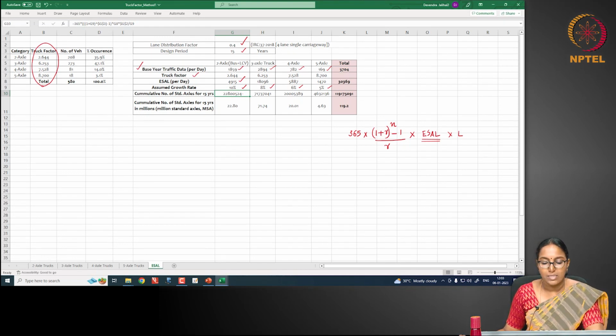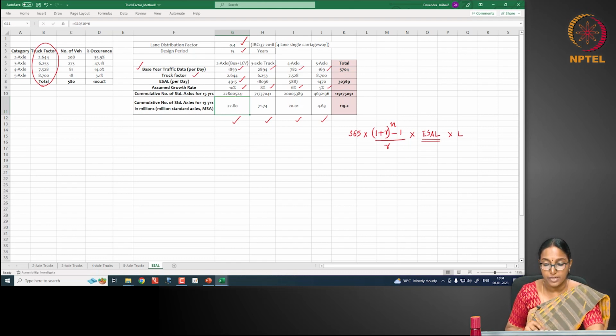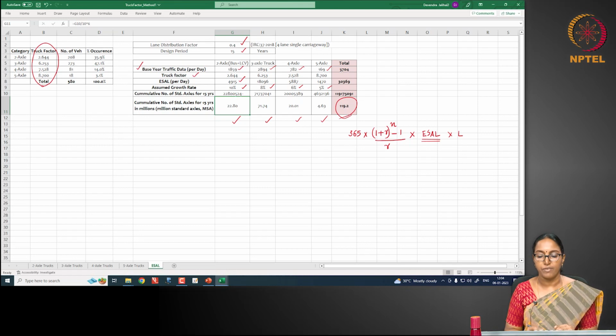Now divided by 10 raised to 6, you can express it in terms of million standard axles. So what you see here is 22.8 million from the first category of vehicle, 71 from the second category, 20 from the third and 4 from the fourth category of trucks, so that the total equivalent standard axle loads, or the design traffic, as you say, is 190 ESALs.